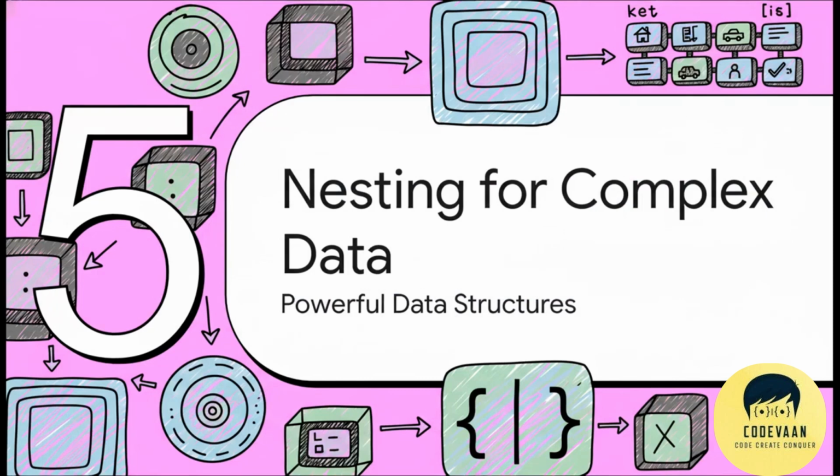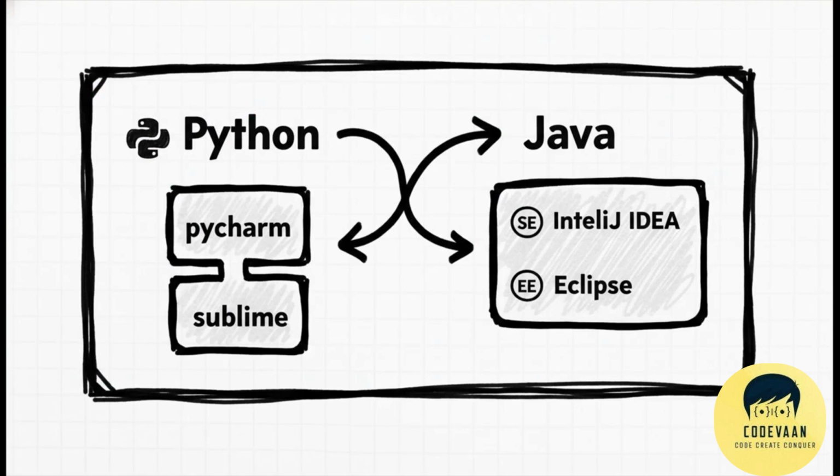Okay, now we get to the really powerful part, the secret sauce. A dictionary's value can be anything. It can be a number, a string, or it can be another list, or even another dictionary. This is called nesting, and this is how you start to model really complex real-world information. Take a look at this. This is where things get fun.